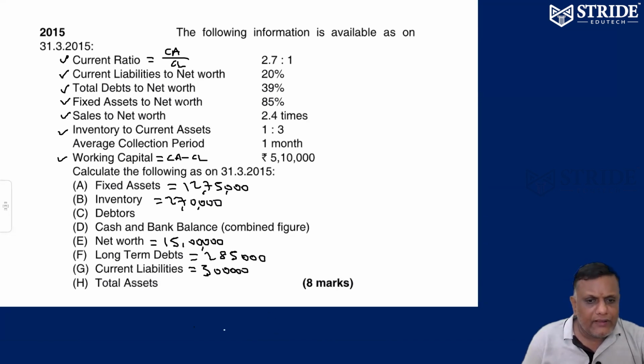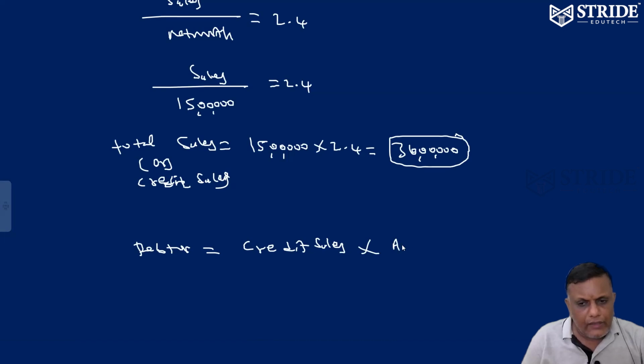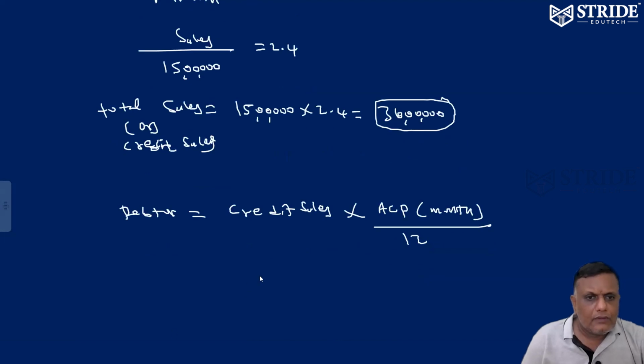Next. Average collection period is given. Yes, we can apply. How many months? 1 month. Once credit sales and the average collection period are known, you can find debtors also. Debtors is equal to credit sales into average collection period in terms of months by 12 months. So credit sales 36 lakhs.